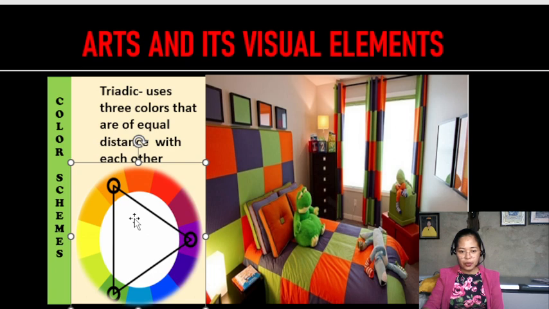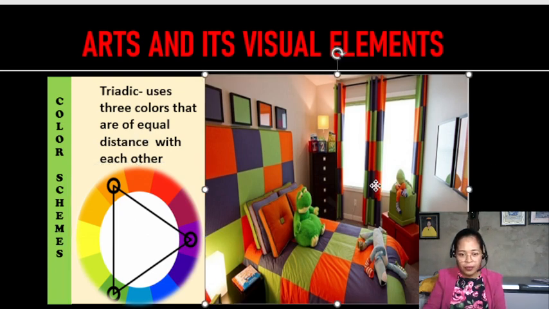Okay, observe this one. This is triadic color. Opposite and of equal distance from each other. So this is a color scheme that uses three colors paired together in order to create a vibrant and playful feel. So as you can see this one, this is the room that uses a triadic color scheme.